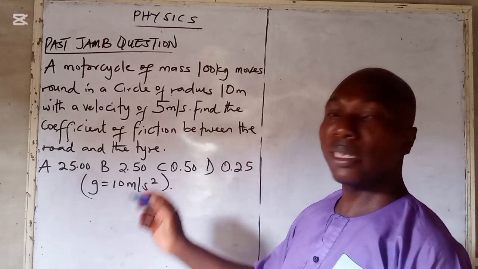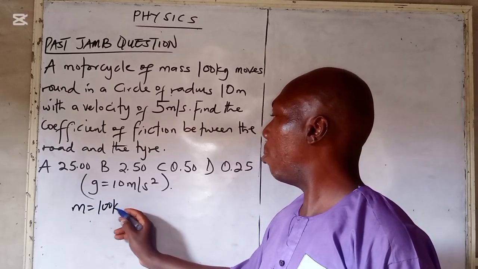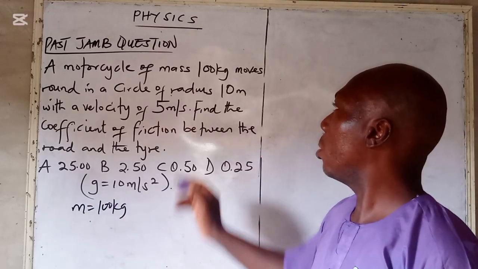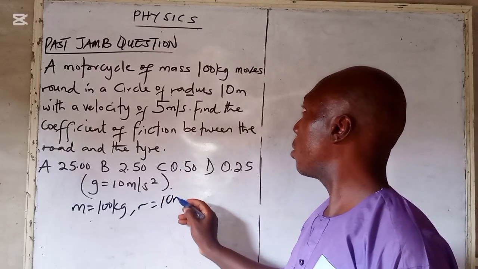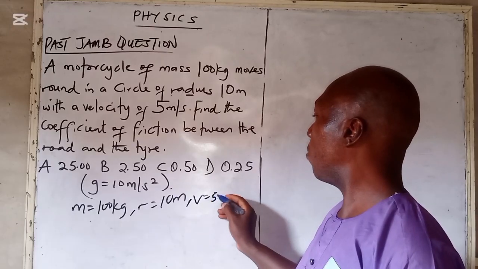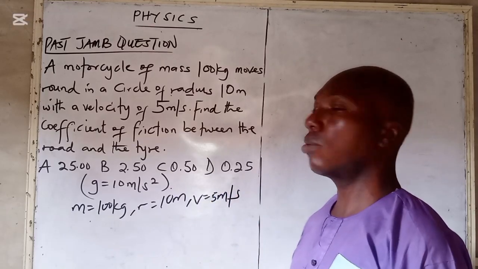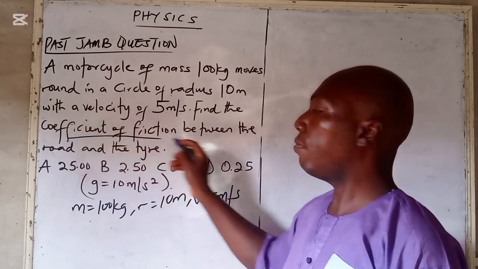Let's see all the parameters given in the question. Our mass is 100 kilogram. It moves around a circle of radius, that radius is 10 meters, and a velocity of 5 meter per second. So we have to calculate the coefficient of friction.